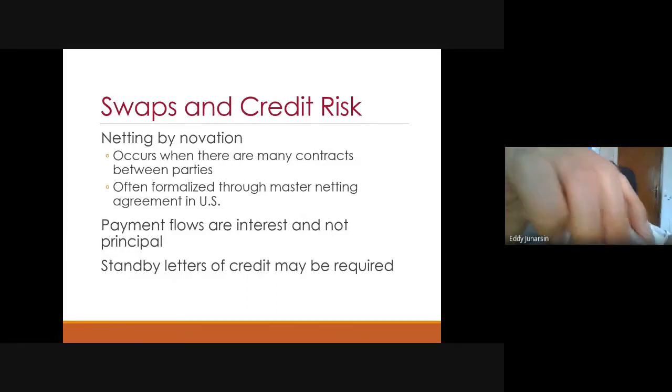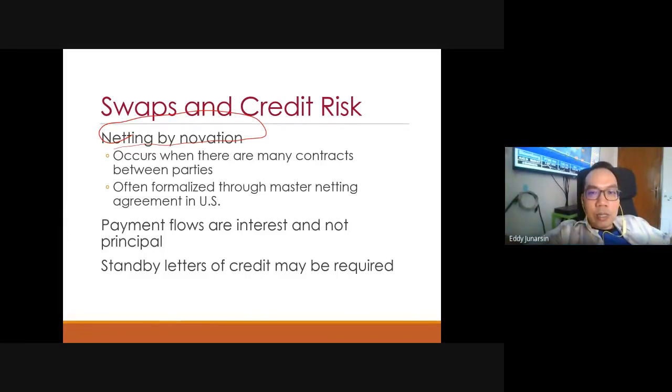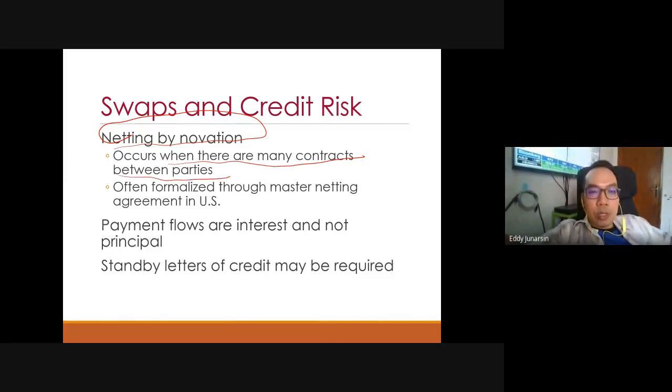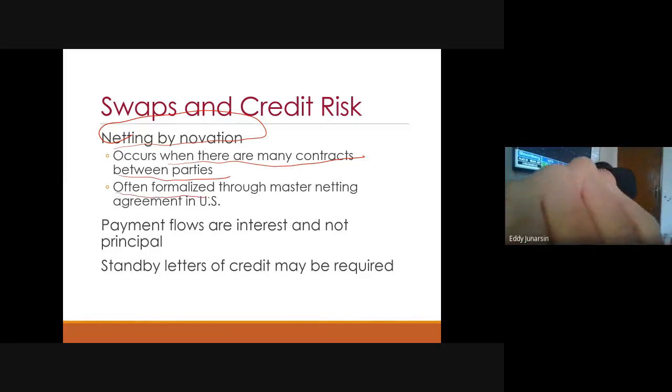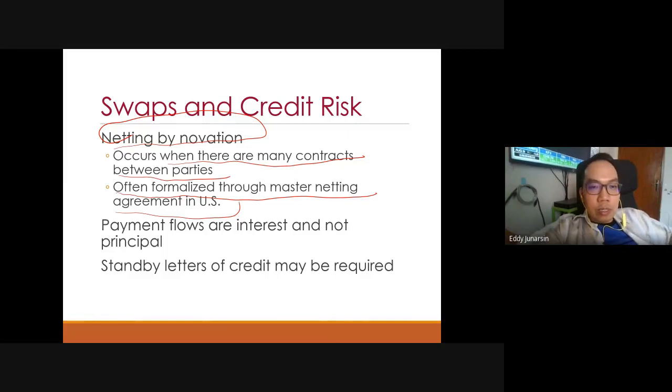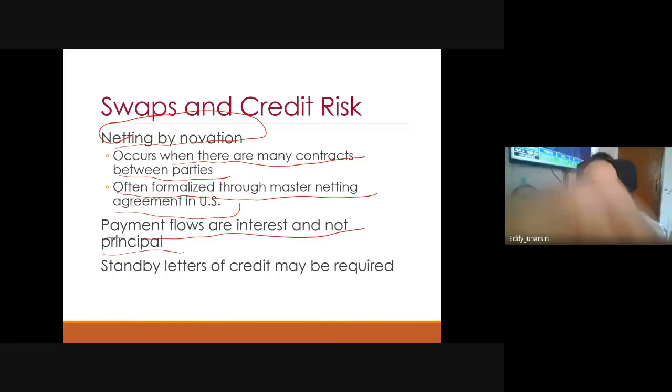Another thing is now we have to do the netting by novation, especially when there are many contracts between parties, the complicated contracts between two or more parties, and this often has to be formalized using the master netting agreement in the US system. This being the case, the regulator could at least monitor or supervise the derivative contract making, and the payment obligations related to the swaps contracts. And payment flows are basically interest and not principal, but previously in the pure credit swap, you could see that that could also include the principal, right? In the pure credit swap that we saw before.